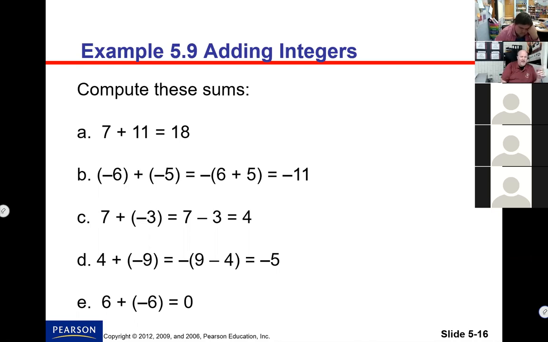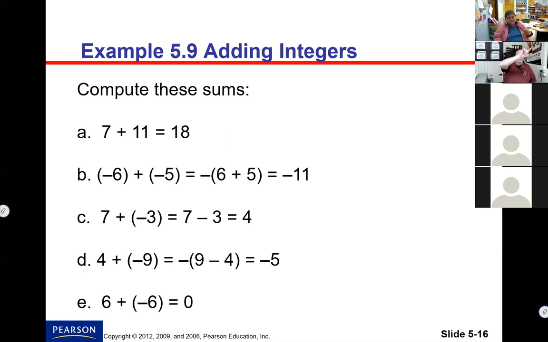4 plus -9 is the same as taking the 9, subtracting the 4, which is 5, and then putting the negative out the front, right there. To me, honestly, I don't like that method, but that's just one of the algorithms. You might have learned it that way. I might have learned it that way at one time. I don't honestly remember.